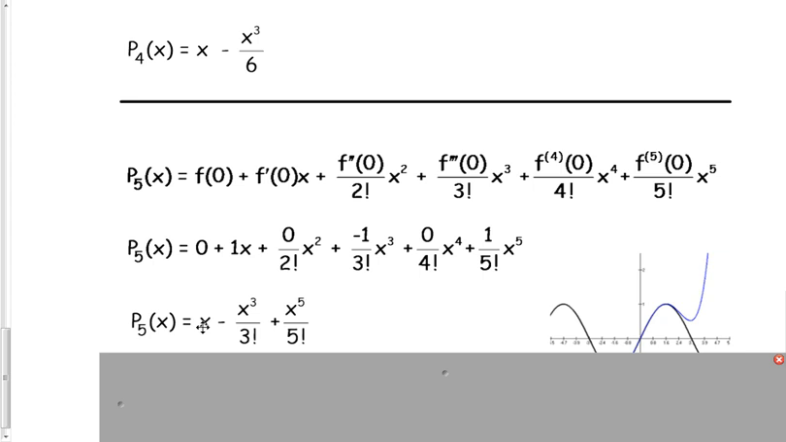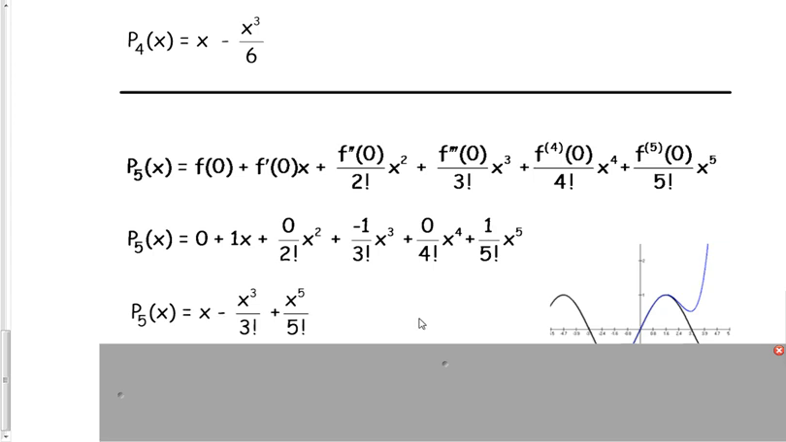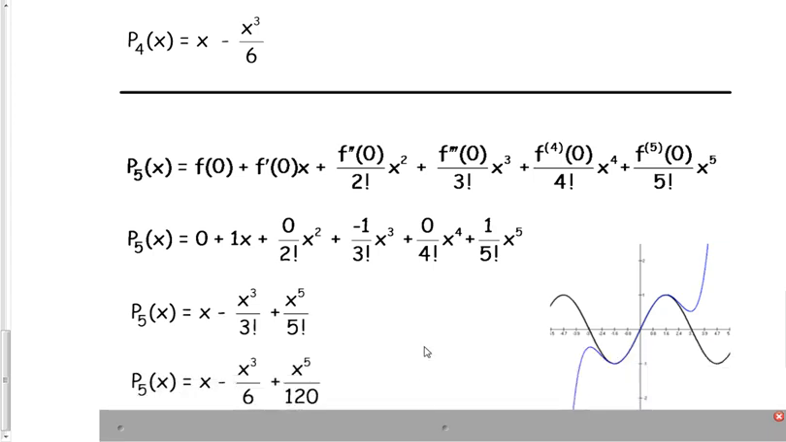We don't need to put this 0 on 1x, we say x. Of course, this middle term is gone, and so this becomes 1 minus x cubed over 3 factorial. This term is gone, and so this becomes plus x to the fifth over 5 factorial, which could be written in terms of the factorials being evaluated. 5 factorial is 120, 5 times 4 times 3 times 2 times 1. And of course, here's the sine function in black, and here's the p sub 5, the fifth order Taylor polynomial centered at 0 for the function. It's a good illustration of what's going on.